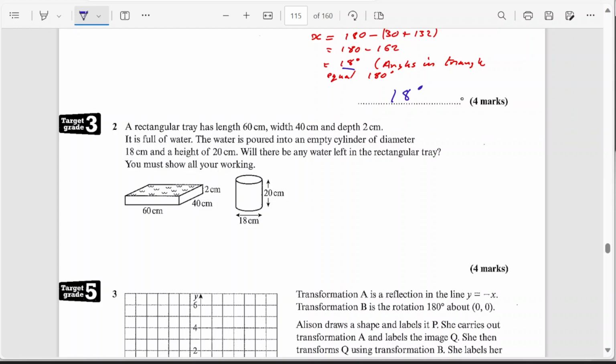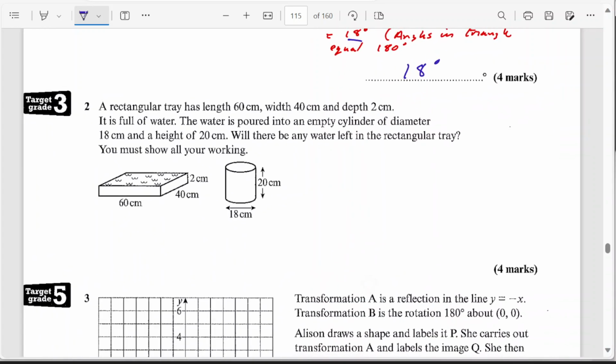Right, I think I'm going to need a calculator for this to do it exact, but we'll do that in a moment. So I'm going to work out the total volume of the tray. So the volume of the tray I'm going to call VT, and that's going to be 60 times by 40 times by 2. 6 times 4 is 24. 24 times by 2 is 48 with 2 zeros. So that's my volume.